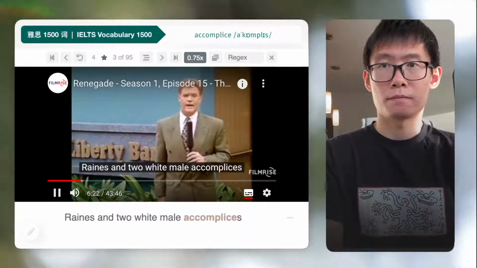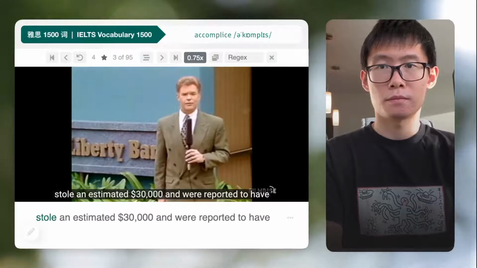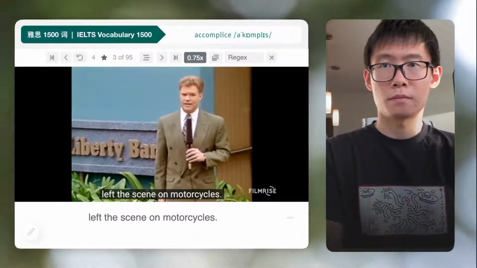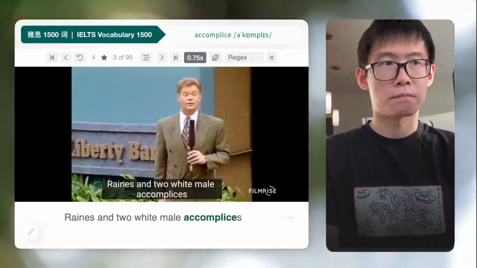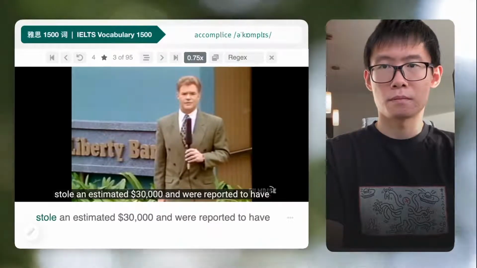The day, Raines and two white male accomplices stole an estimated $30,000 and were reported to have left the scene on motorcycles. Let's listen again. Raines and two white male accomplices stole an estimated $30,000.